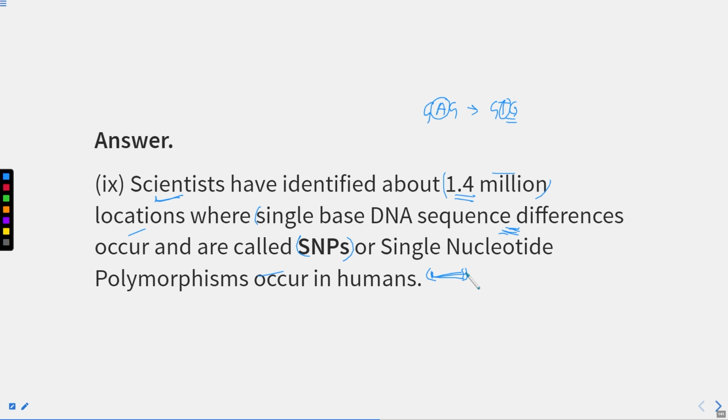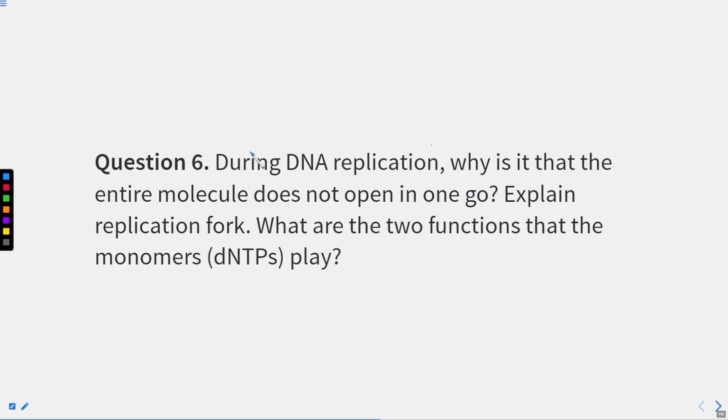Now let's move on to the next question. So let's start with the sixth question. The question is, during DNA replication, why is it that the entire DNA molecule does not open in one go? And you have to explain what a replication fork is and what the two functions of the dNTPs are. First of all, you must know what a replication fork is and how it is formed.